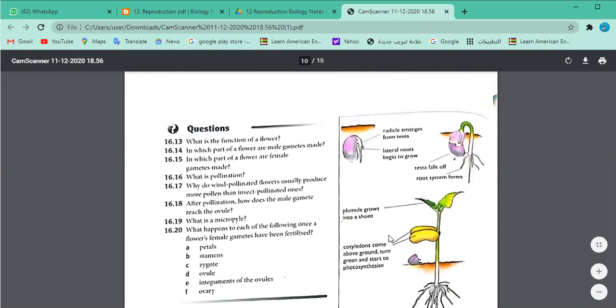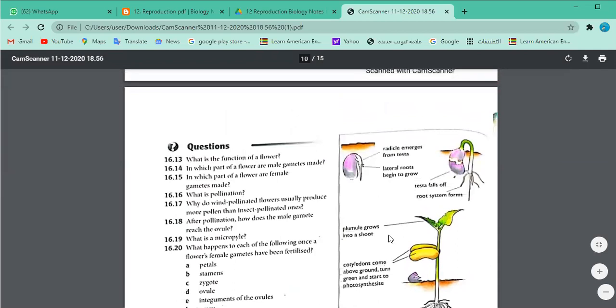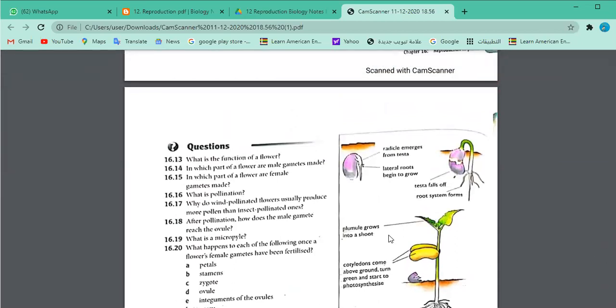So what do you think is needed for seed germination? If you want to grow a seed, use your own practical experience. You might have seen people growing crops in different regions. So the next stage is germination, okay?